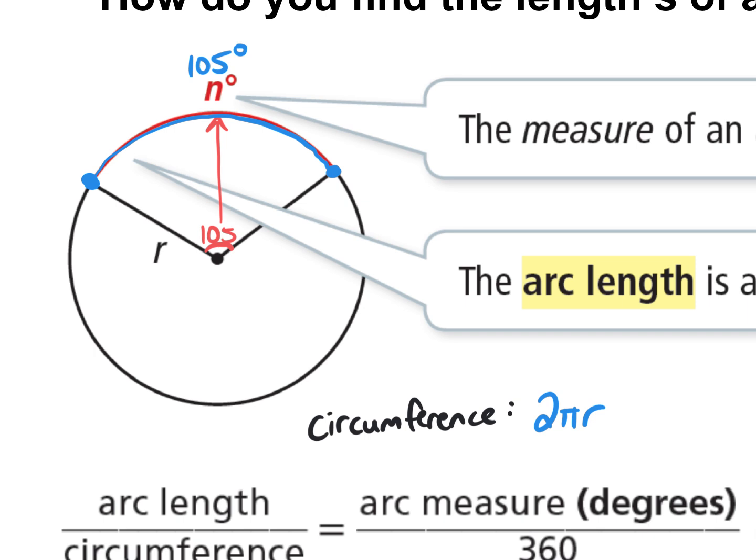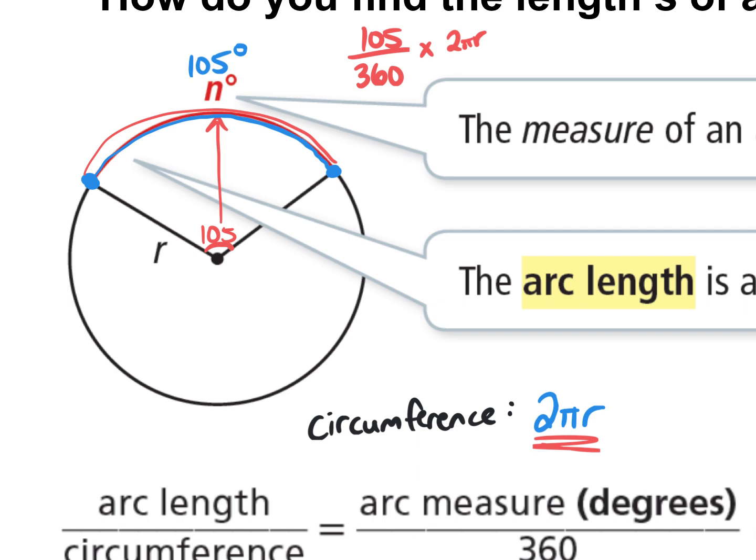Okay? So if I wanted to find just a section or a sliver of that circumference, what do you think I have to do with that there? If this gives me the whole thing, how do you think I can find just the chunk? Super close. 105 is a fraction of what compared to the whole thing? Over 360. It's a fraction of that 360. So we're going to take this times that 2 pi r, because that's going to give us a fraction of the whole circumference.